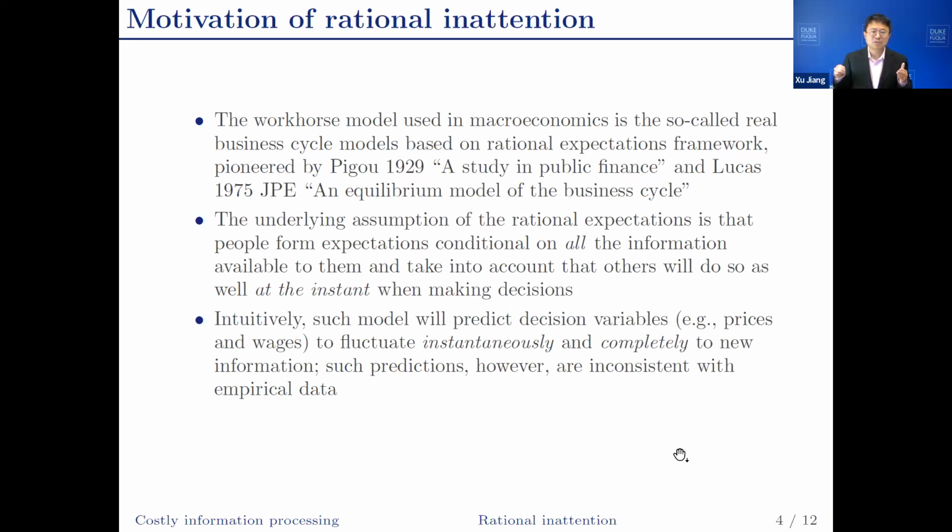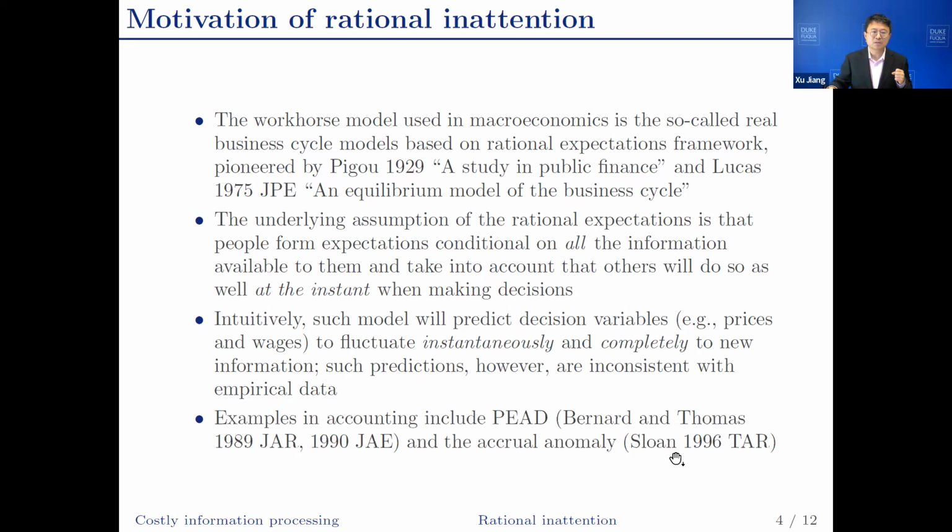Intuitively, such a model predicts that decision variables such as prices and wages in macroeconomic models will fluctuate instantaneously and completely to new information. Such predictions, however, are inconsistent with empirical data. We have some examples in accounting as well: post-earnings announcement drift and the accrual anomaly.